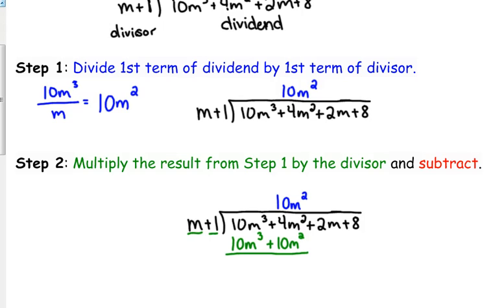Now, there are two ways of looking at the subtraction, okay? Either you look at it as straight up, I'm going to subtract, or you can change your signs and add, okay? Some people prefer to look at it as subtraction. Some people prefer to look at it as change my signs and add. Whichever one works for you, I don't care. Just be careful, okay? The first term should cancel. That's the whole purpose, okay? 10 minus 10 is 0. 4 minus 10 is negative 6m squared. Bring down the rest of the problem. Bring down the 2m and the 8.